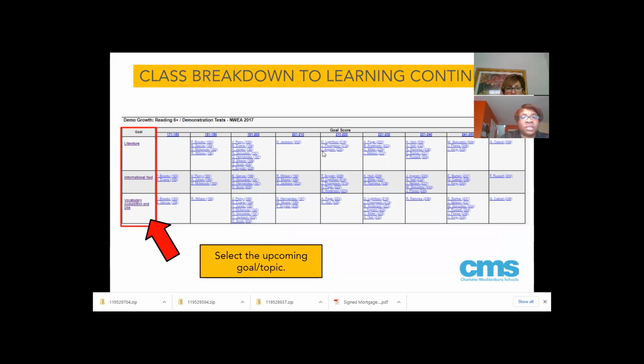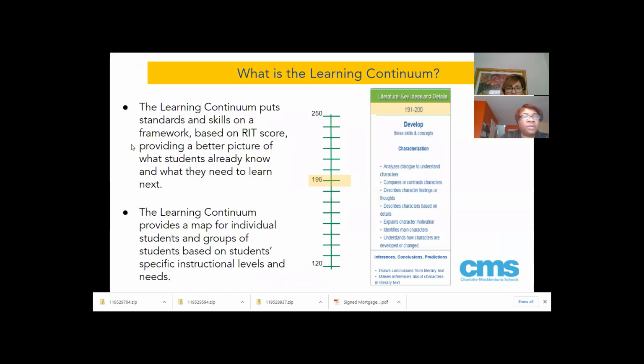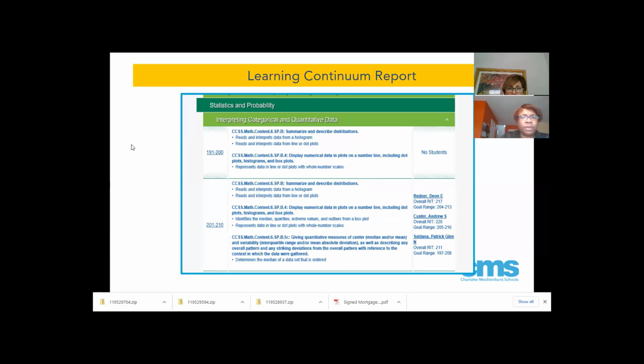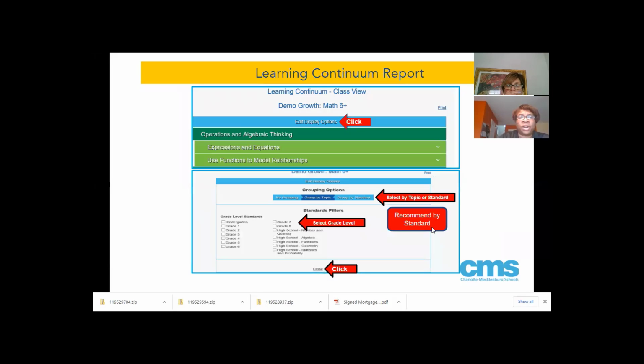Once I look at my groups and decide how I'm going to collapse the groups to get to the learning continuum, which is where I really want to be, I click on literature and it will take me to the learning continuum. When I get to the learning continuum, it really identifies how I should support them. You should see your RIT scores, you should see the standards, and you should see the students in those groups. And I want to give you a display here, which you can see when you go to the learning continuum, at the top of your screen.